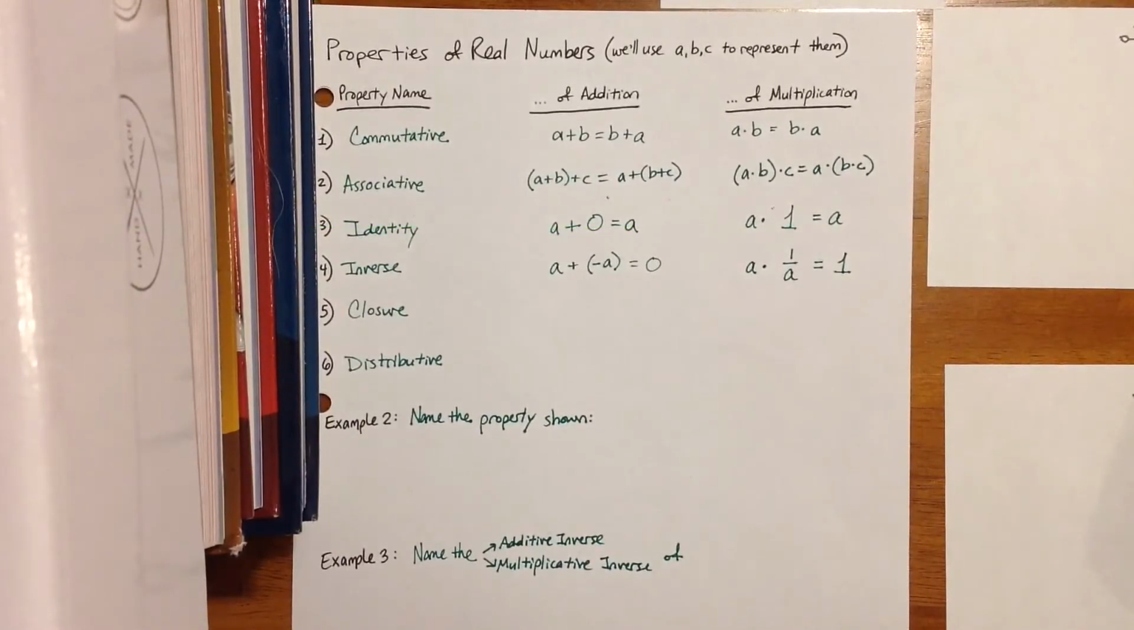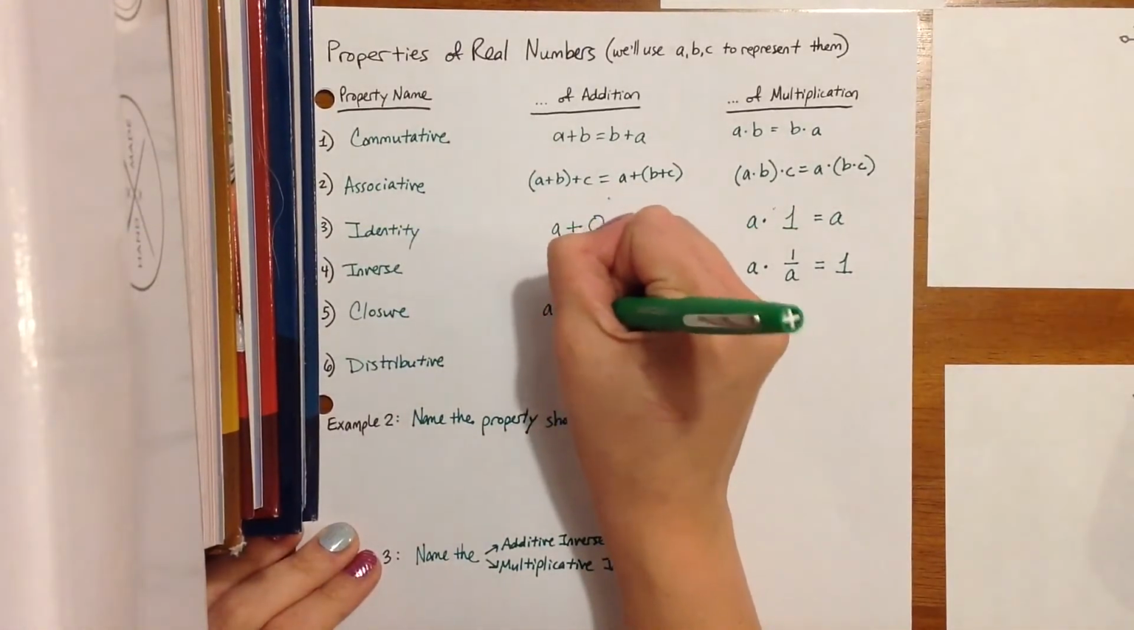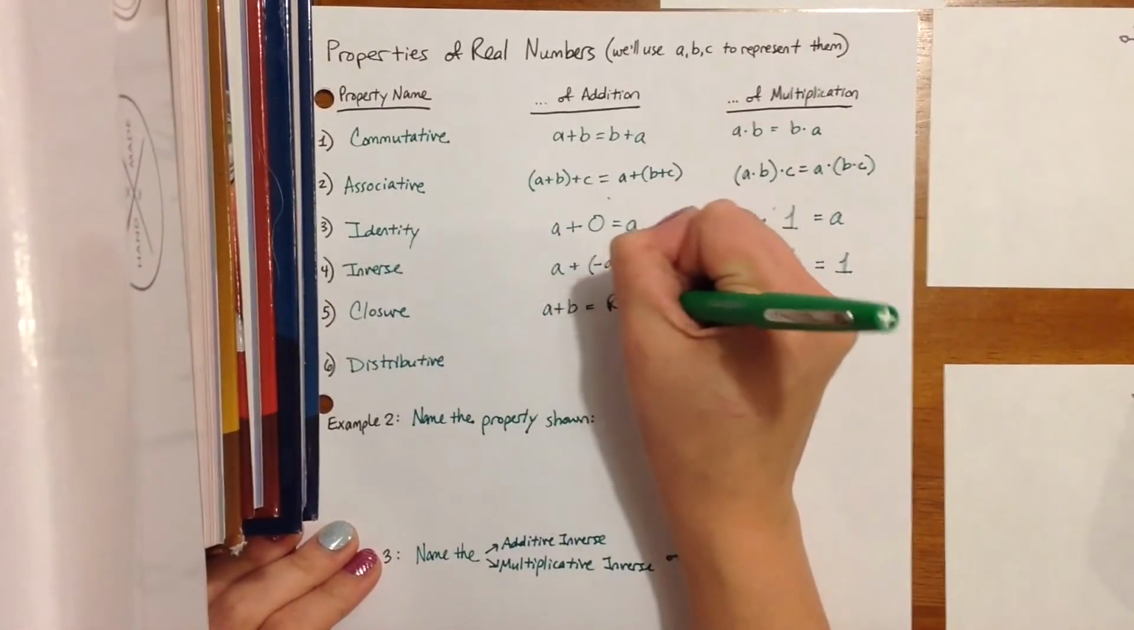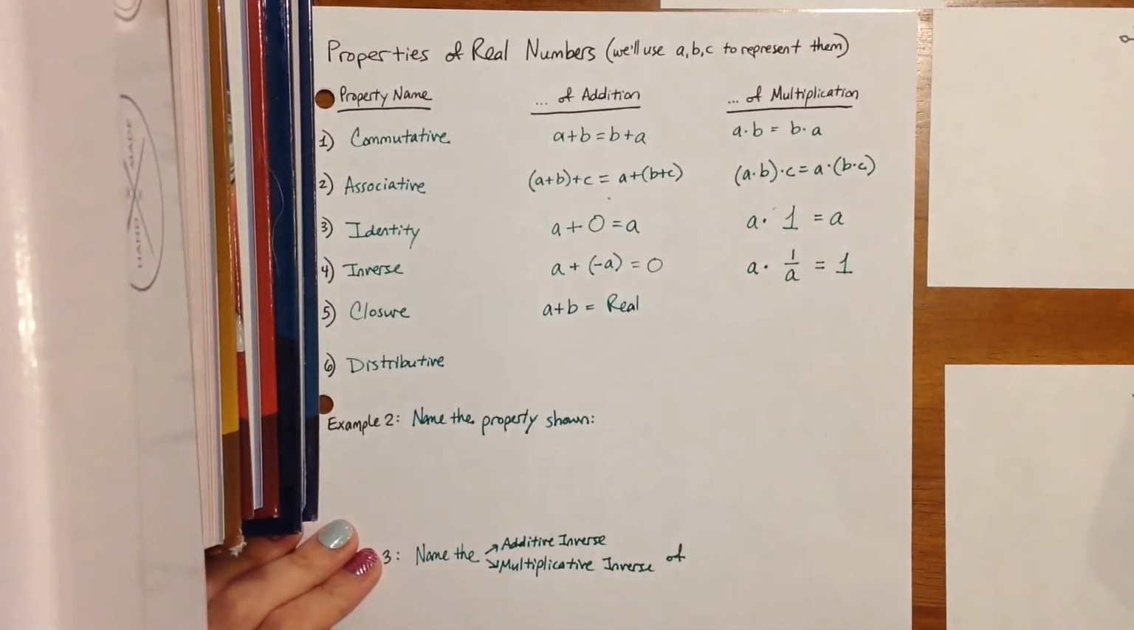The property of closure we don't use exclusively in the real number system, but it's good to know. All this says is if I take two numbers and I add them together when they are both real numbers, my answer is also going to be a real number.